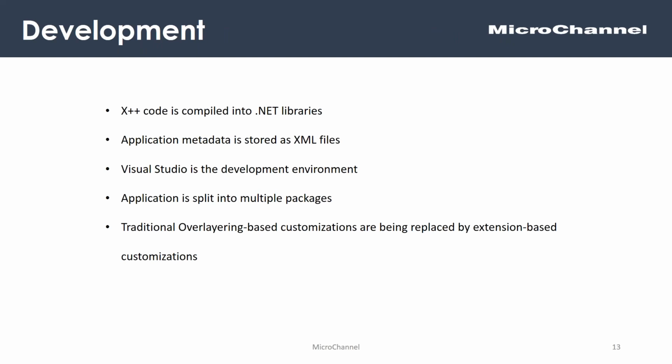So X++ code is now compiled into .NET libraries, which is much faster in execution time compared to the previous version's P code. The application itself, as metadata, was stored as a layer file in the file system from the first versions up to 2009. Then in the 2012 version it moved to a database, and in Dynamics 365 it's back to the file system again, but as XML files.